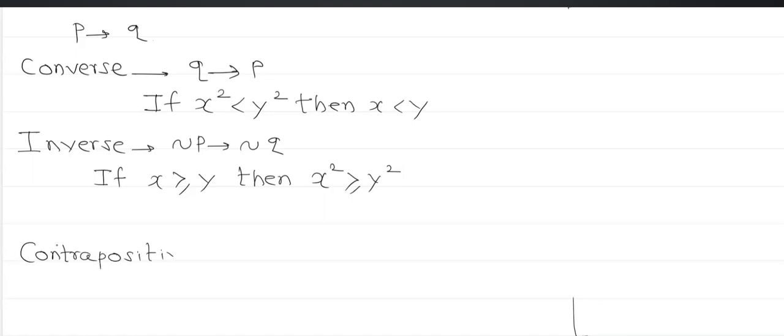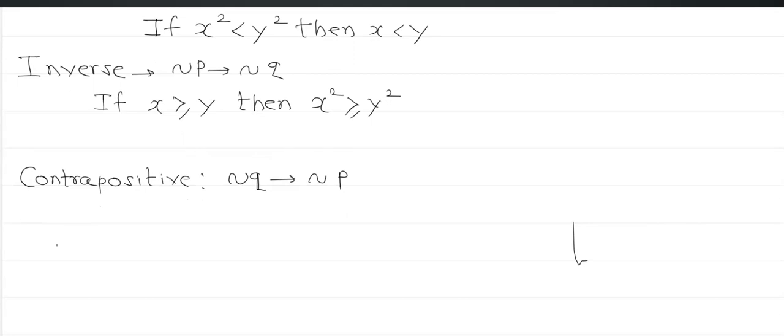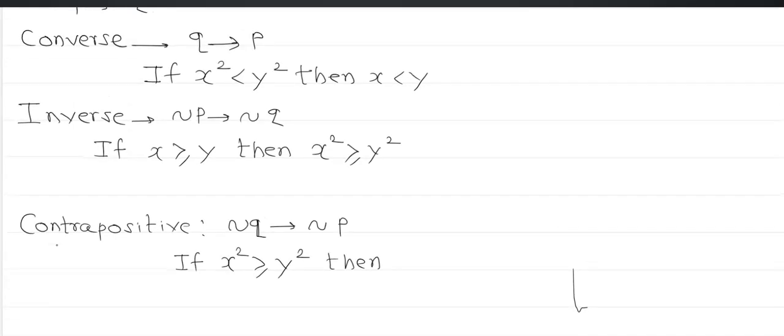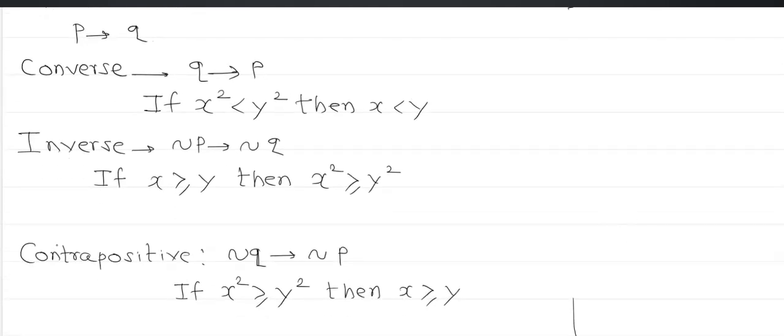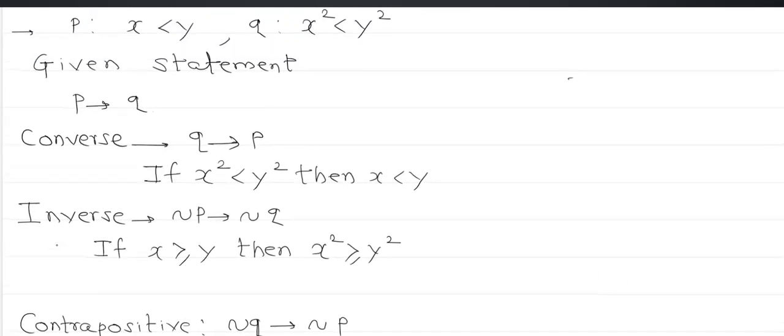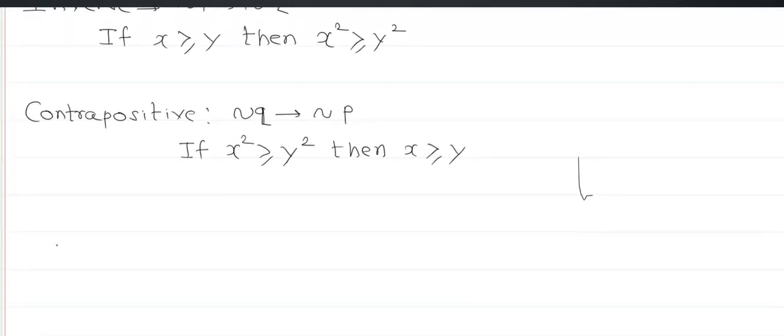Contrapositive. The contrapositive is a negation of the converse. You remember this. Remember it in this way. Negation of the converse is called the contrapositive. Negation of the given statement is called the inverse. And converse is easy, that we know. If x square is greater than or equal to y square, then x is greater than or equal to y. This is the contrapositive.